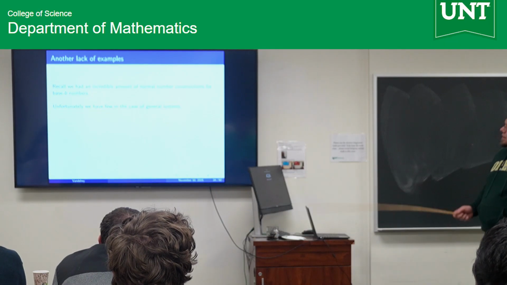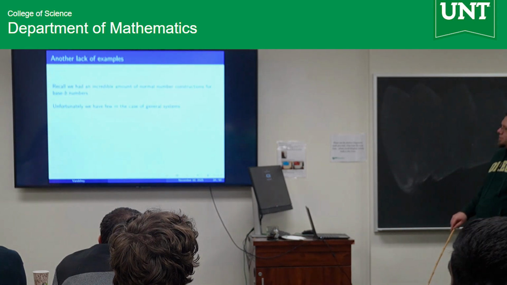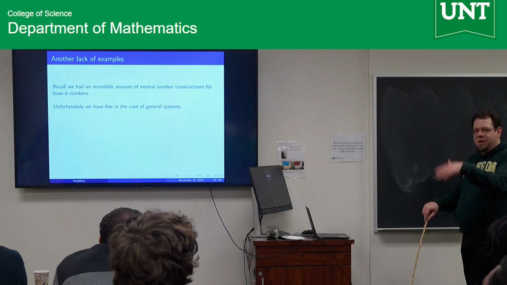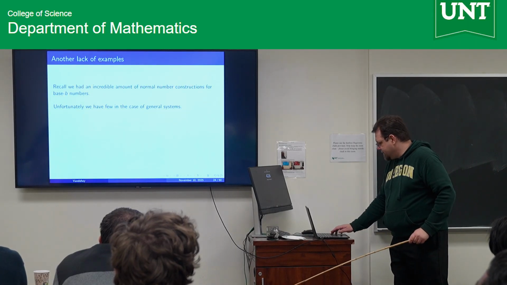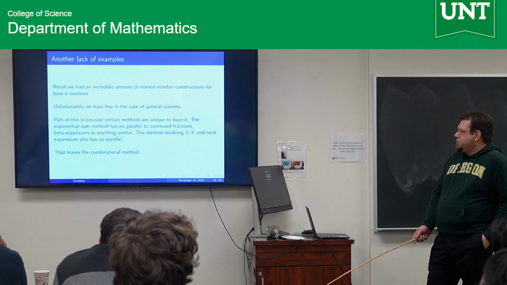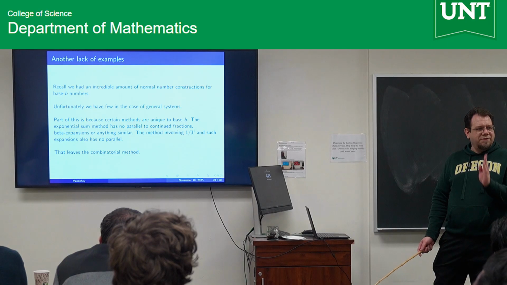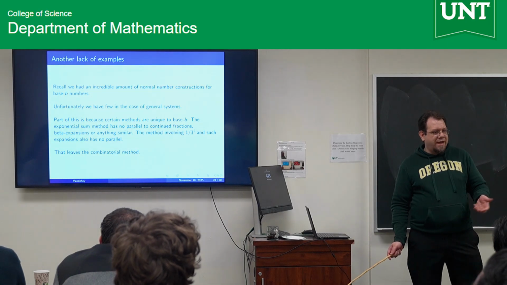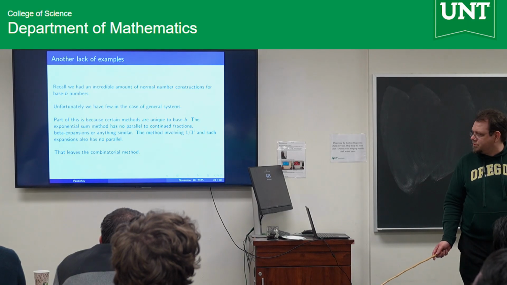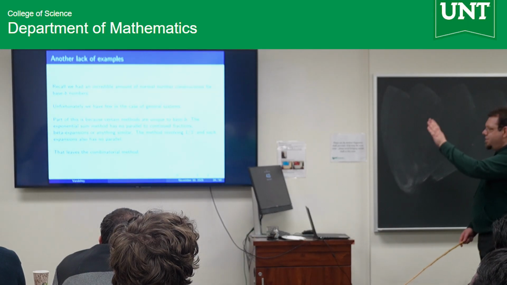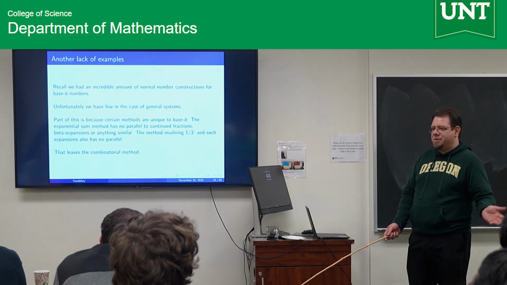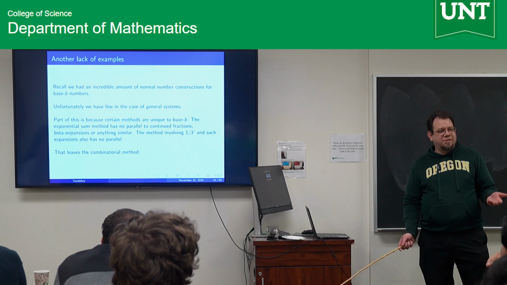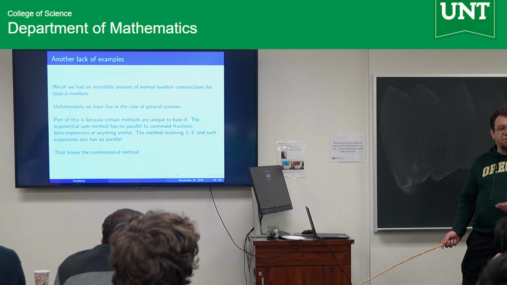Now, I had given you a number of different normal number constructions for base B numbers, but if I move to general systems, this basically all disappears. Much of this is because most of our methods are unique to base B, even though the B wasn't necessarily that important. The exponential sum method has no real parallel to other constructions. The method involving 1 over 3 to the i also has no parallel to other methods, so there's not much we can do there. All that we're left with is that combinatorial method, the idea that was started by Champernowne.